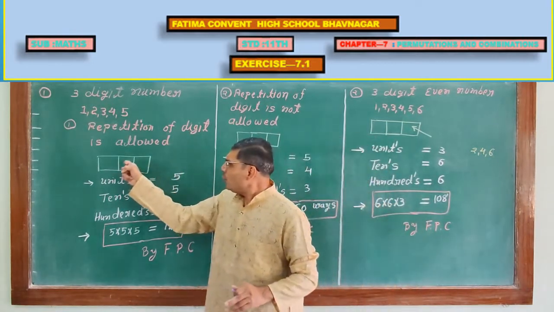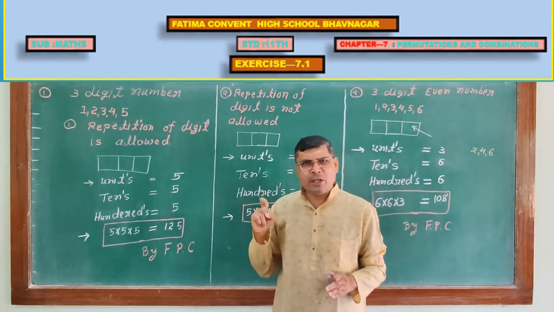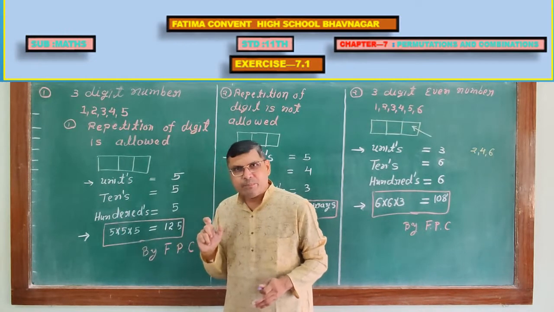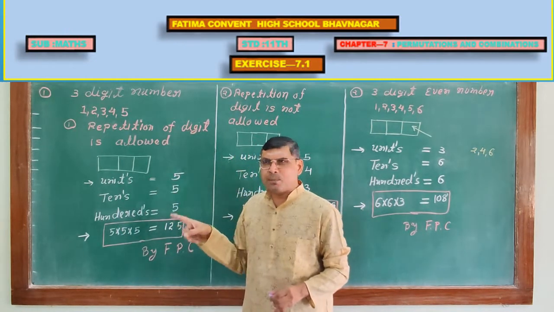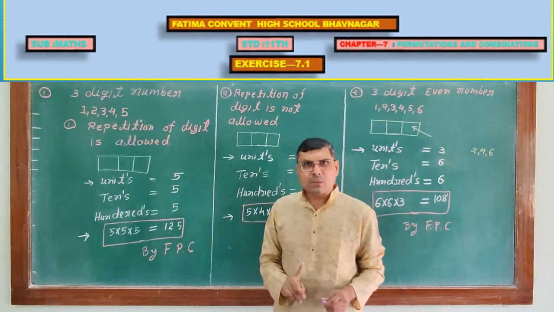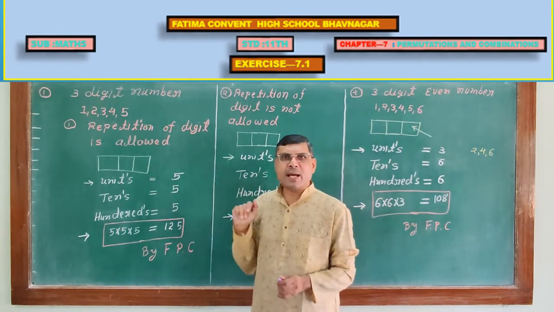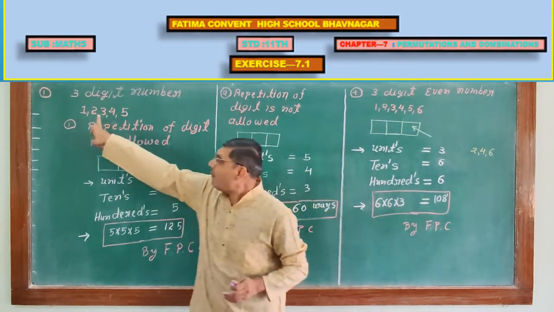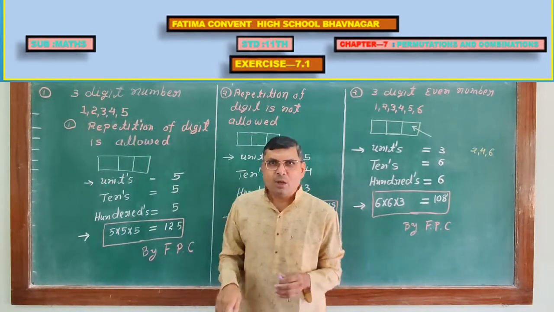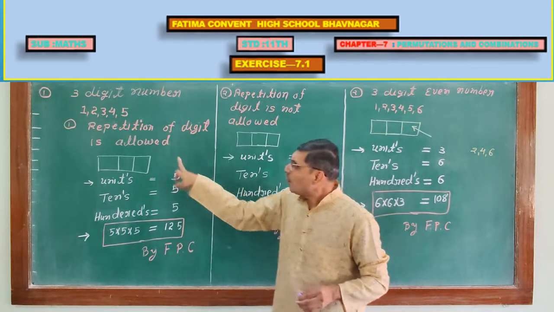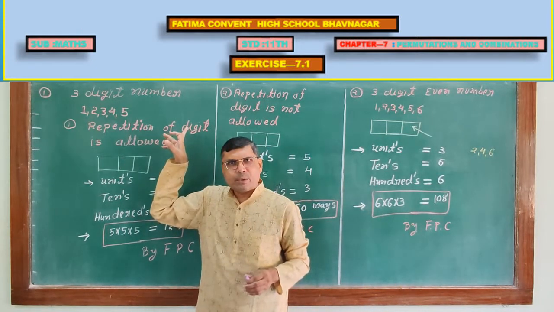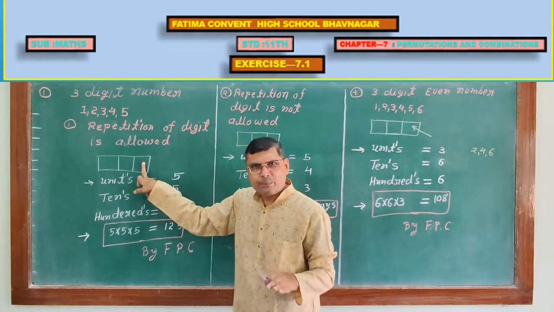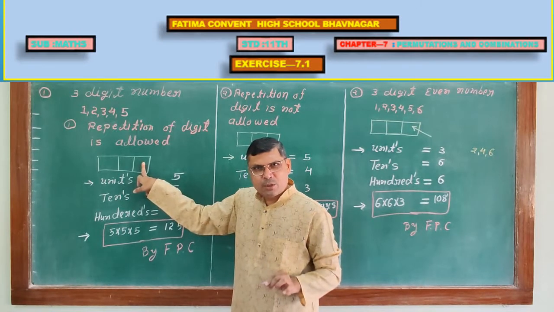When you see the 3-digit number, we have 3 places: unit, 10 and 100. Suppose I am starting from unit place, means from the last one. Then how many possibilities are there? In how many ways I can fill up this place? I have 1, 2, 3, 4, 5 numbers, so I can put any number from 1 to 5. Say you may put 1, you may put 2, you may put 3 and so on. So this is one possibility.